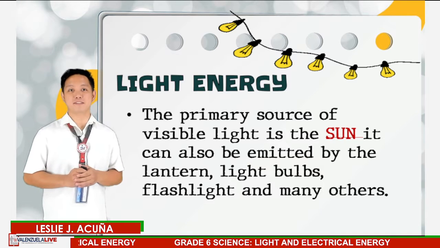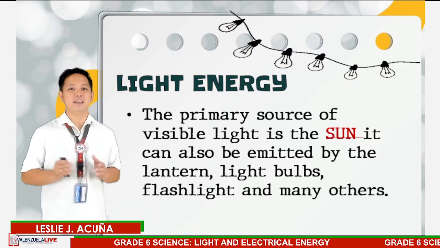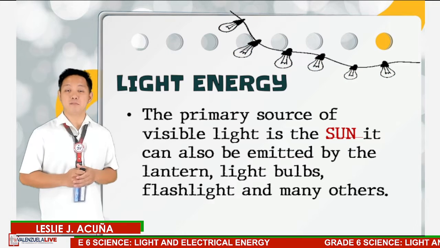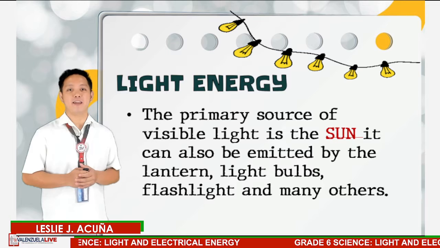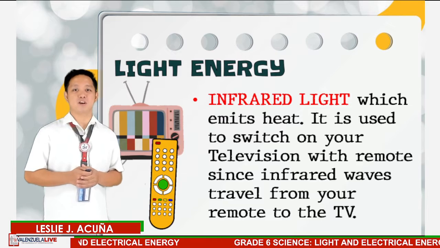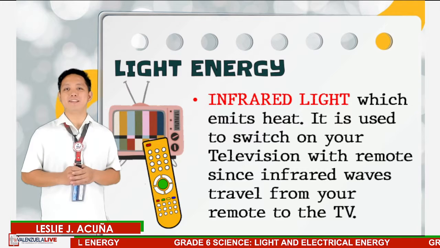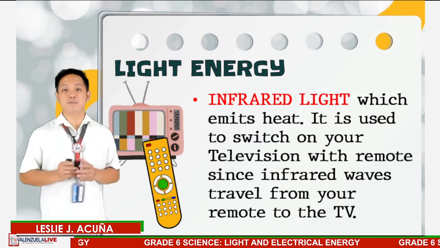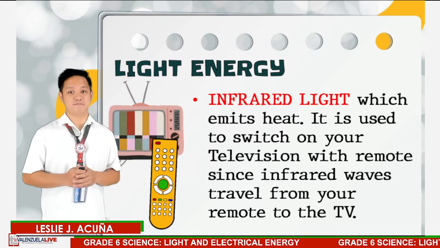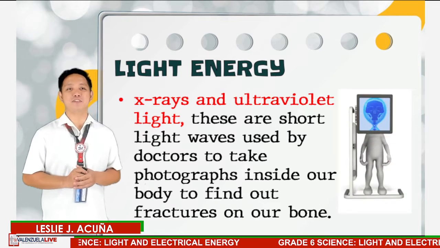The primary source of visible light is the sun. It can also be emitted by the lantern, light bulbs, flashlights, and many others. Next is infrared light, which emits heat. It is used to switch on your television with the remote since infrared waves travel from your remote to the TV. The third is X-rays and ultraviolet light.